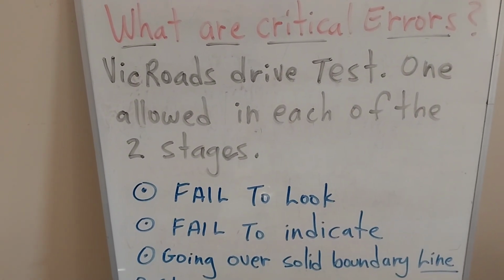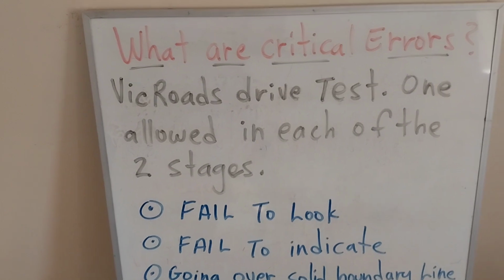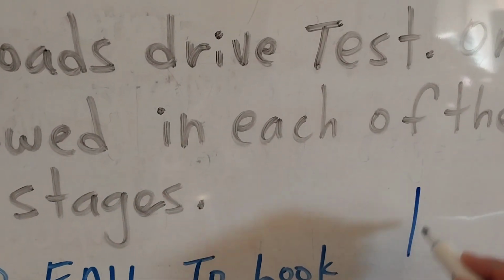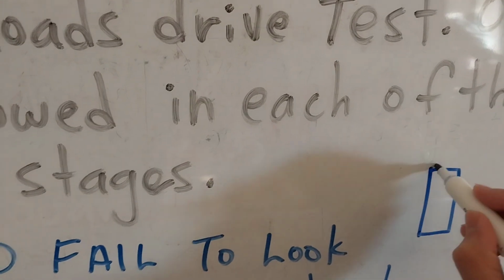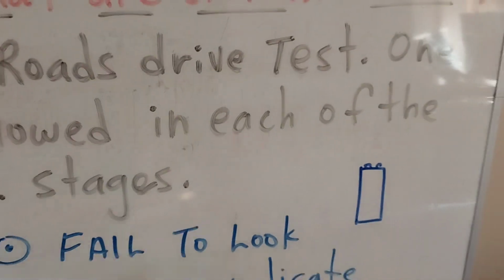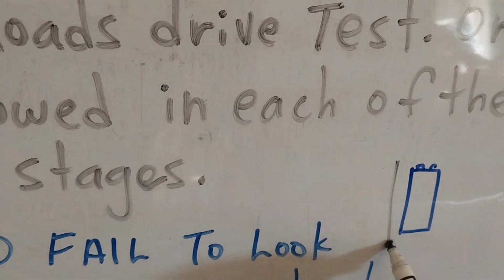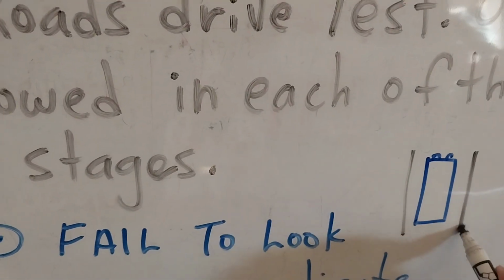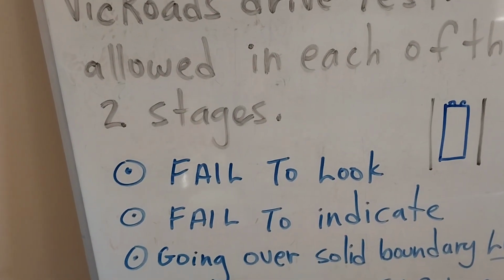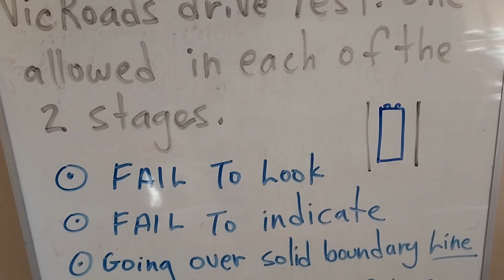Going over a solid boundary line. Now, the boundary lines are always beside us. Suppose that's your car. So the boundary lines are the ones that are beside us, could be on the left or could be on the right. Those are boundary lines. So if you went over the boundary lines, that would be a critical error.